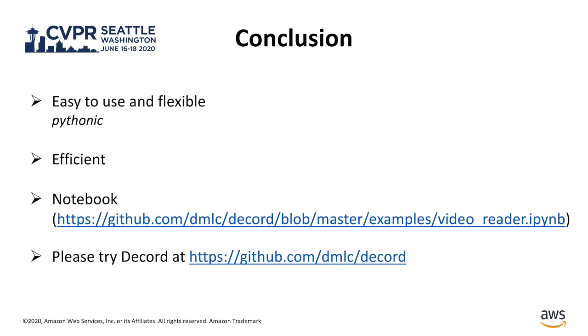To conclude, we introduce an efficient video reader, Decord. Decord is easy to use and flexible. Most operations are Pythonic, just like operating with a NumPy array. It is also efficient thanks to the extensive optimization under the hood. It is several times faster than other video readers in real-world training scenarios. Since this is a virtual session, I won't go through the notebook, but you are welcome to try the notebook in the Decord repo. We hope Decord can be useful for your use case.